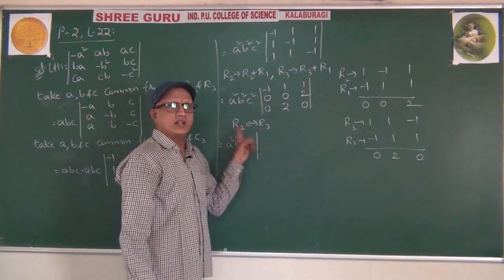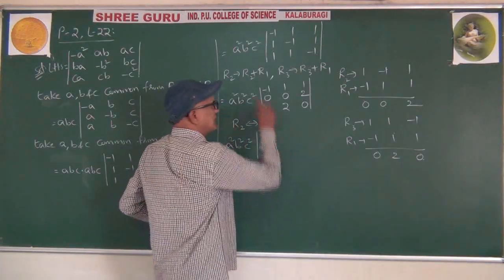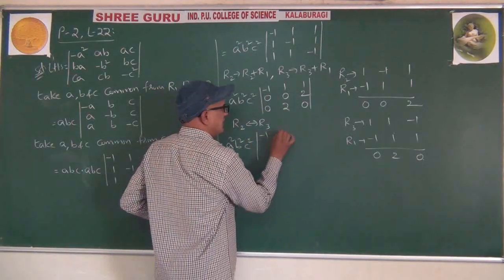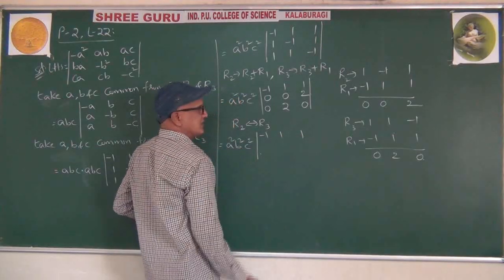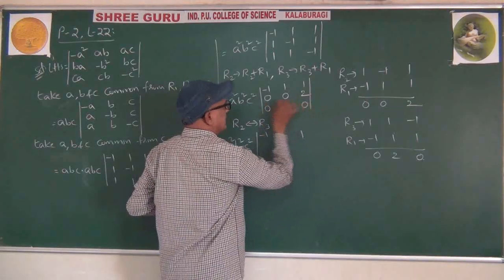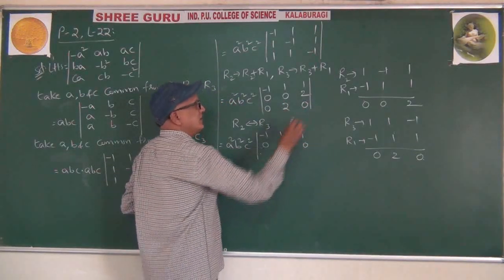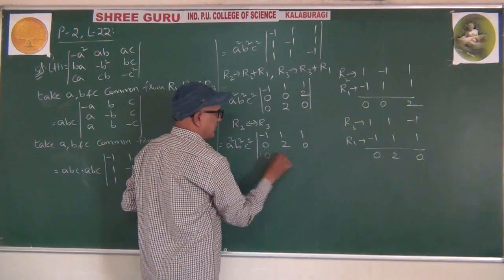Let us see if you interchange these two, what will happen? I am interchanging R2 and R3. Nothing happened to R1. Keep R1 as it is. Second row and the third row we are interchanging. Third row becomes second row, second row becomes third.